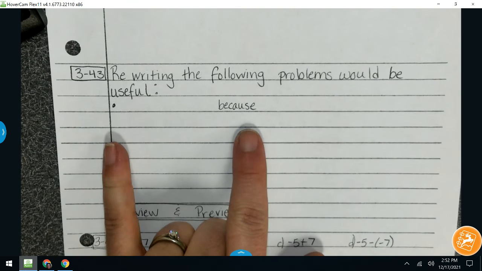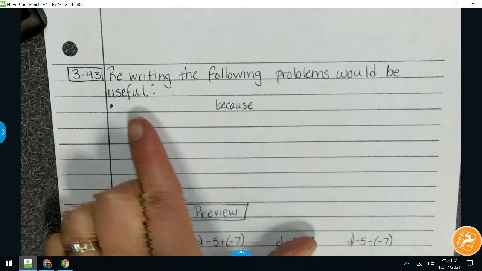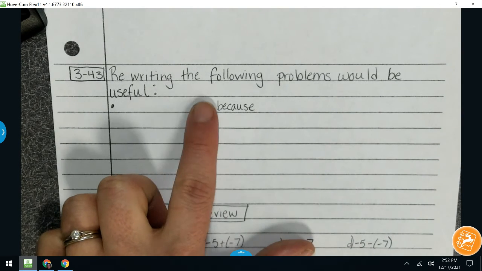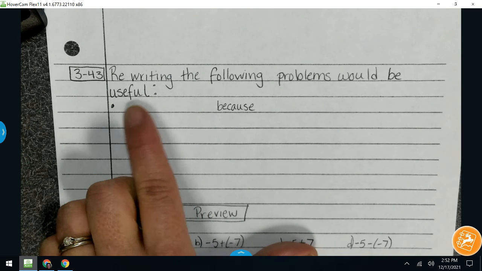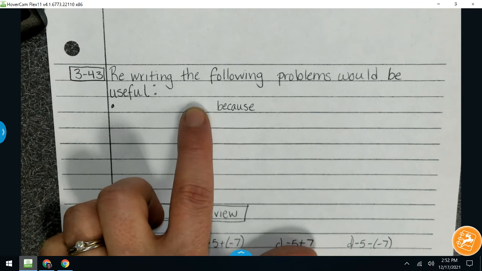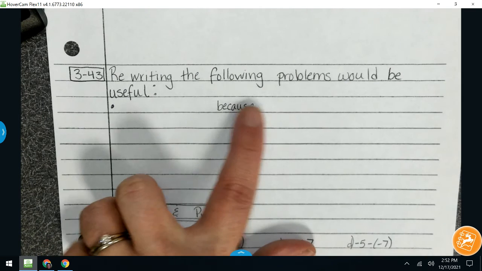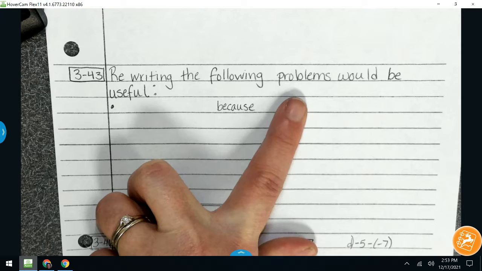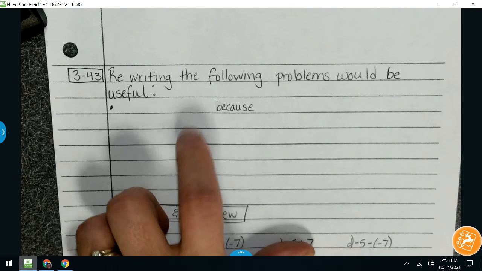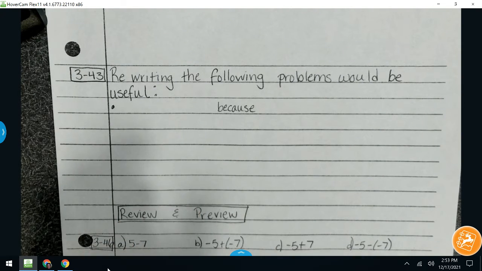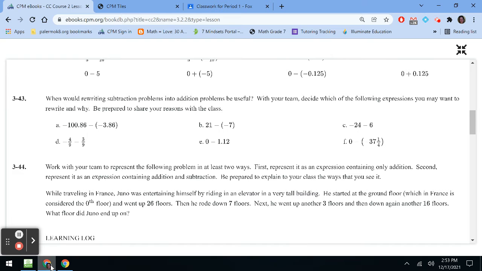On this one right here, you're going to write the expression, which ones would be useful to rewrite as an addition problem, because, and then your reasoning. Okay, so it's going to be more than one. I'm going to let you know that right now. Some of these could be open to debate as to which ones would be the most useful. So let's start with alpha.